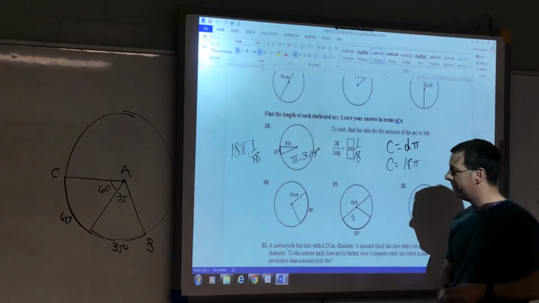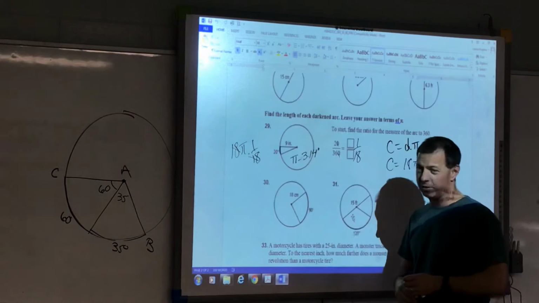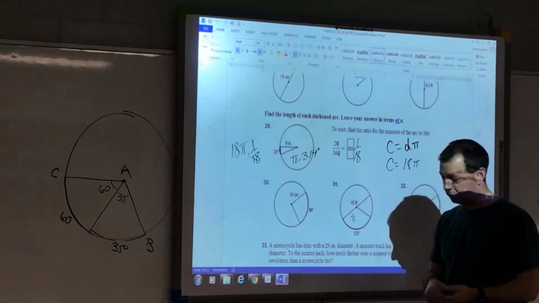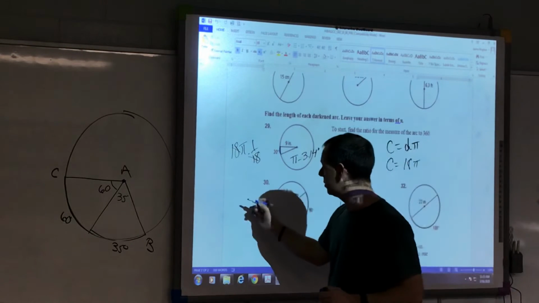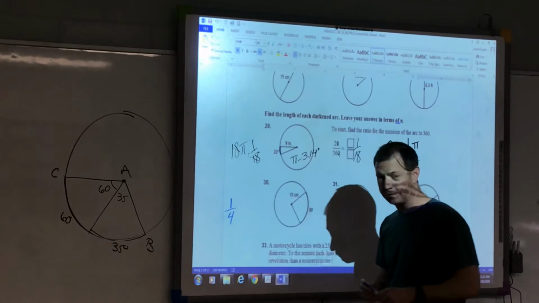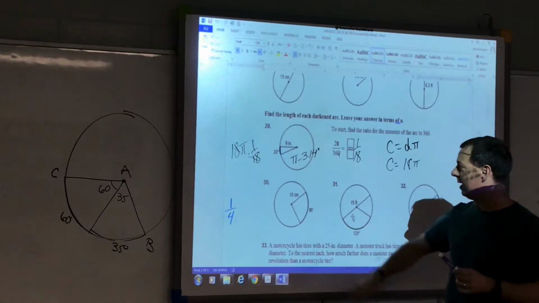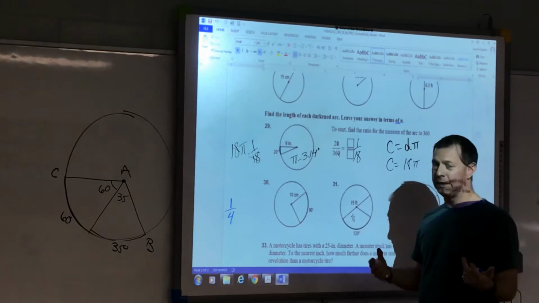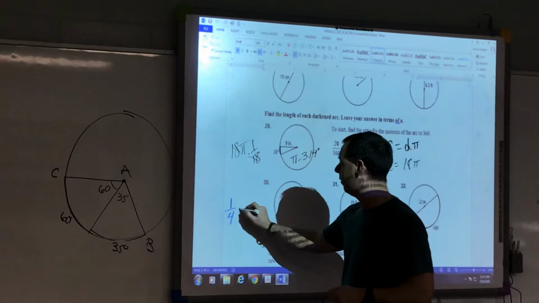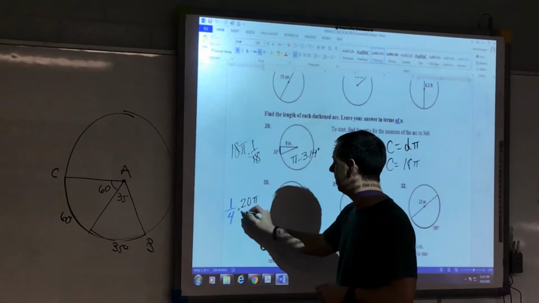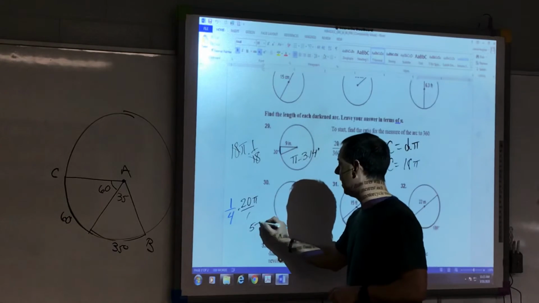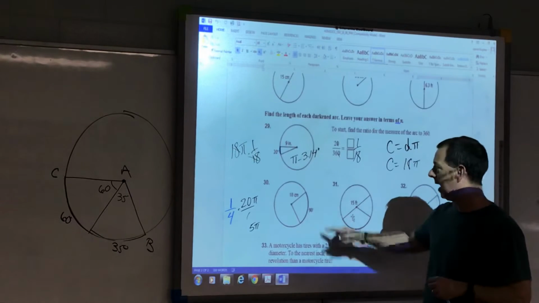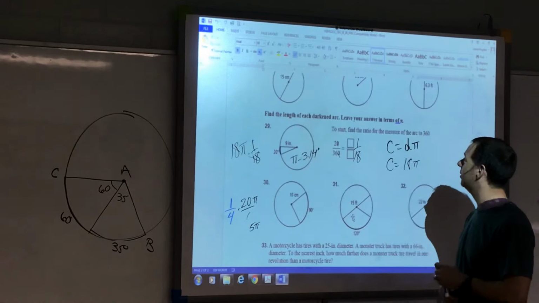This problem down here, this is 90 degrees. So if I wanted to find the arc length in centimeters of that arc, I know that 90 degrees reduced is 1/4 of the circumference of the circle. Since the radius is 10 centimeters, then the circumference is 20 pi. So if I take 1/4 times 20 pi, that reduces to 5 pi, or 5 times 3.14. That would be the actual length of that arc in centimeters.